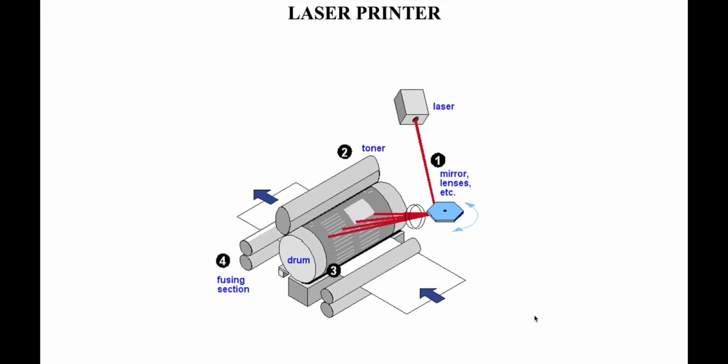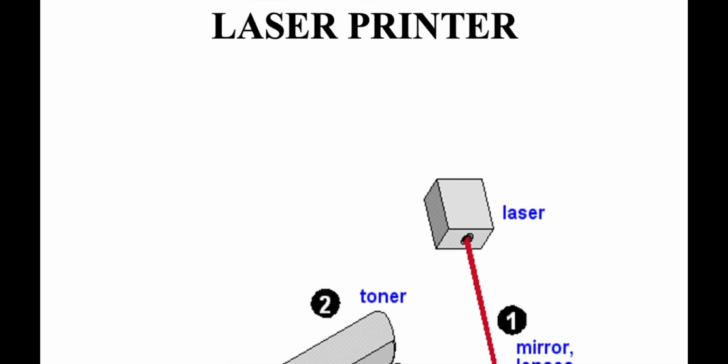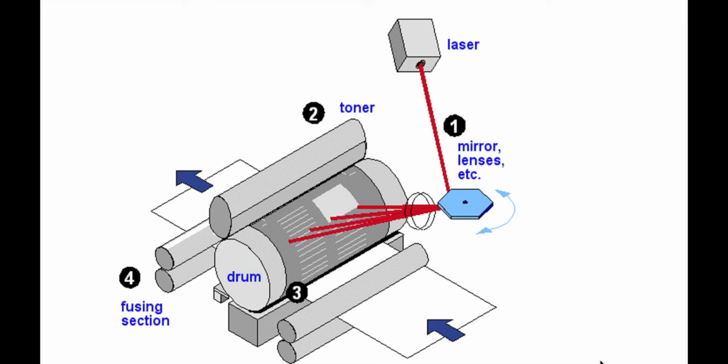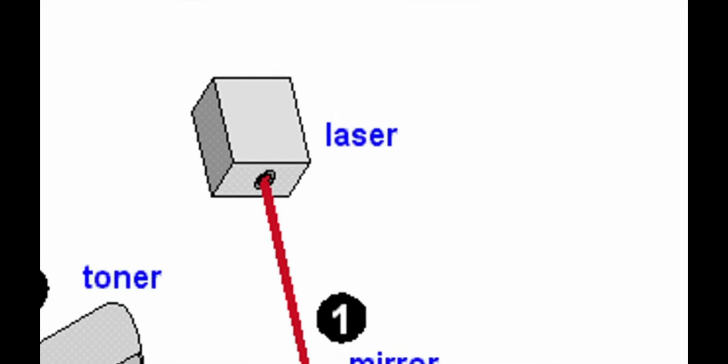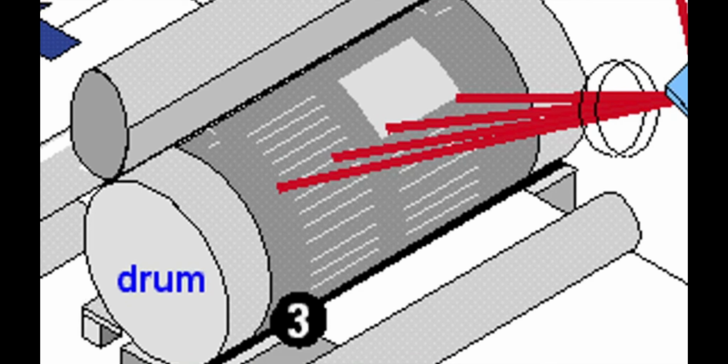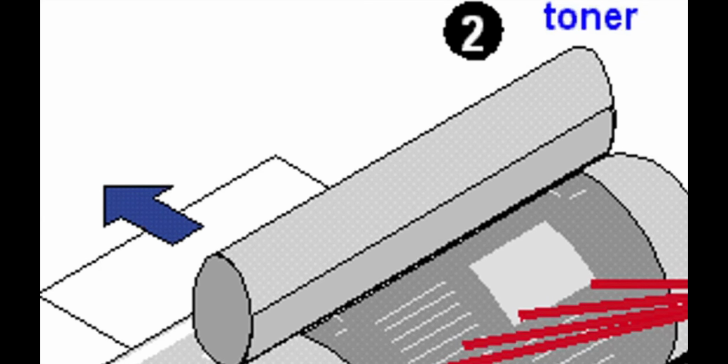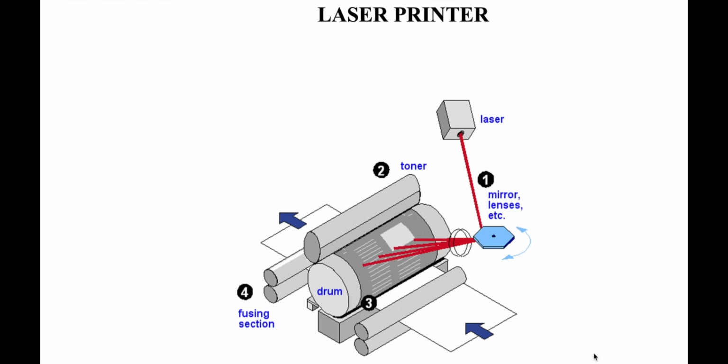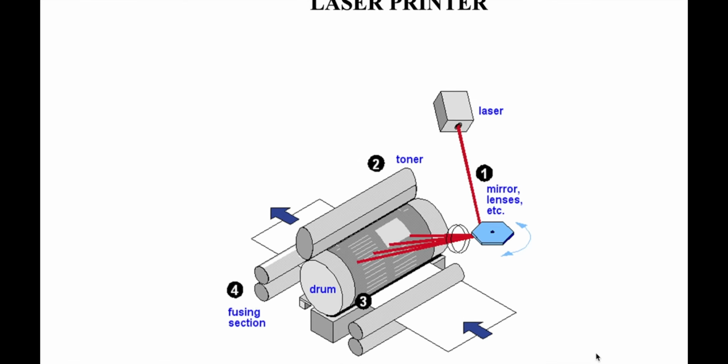Let us see the second application, that is the laser printer. As you can see in this diagram, here we need a laser as a source, a mirror to reflect that laser light, a drum to get that reflected light on the photosensitive material. Toner is used to dispense fine particles on the drum. Last but not the least, a fusing section to produce heat, and all these things happen on a white sheet of paper. This is the construction of a laser printer.